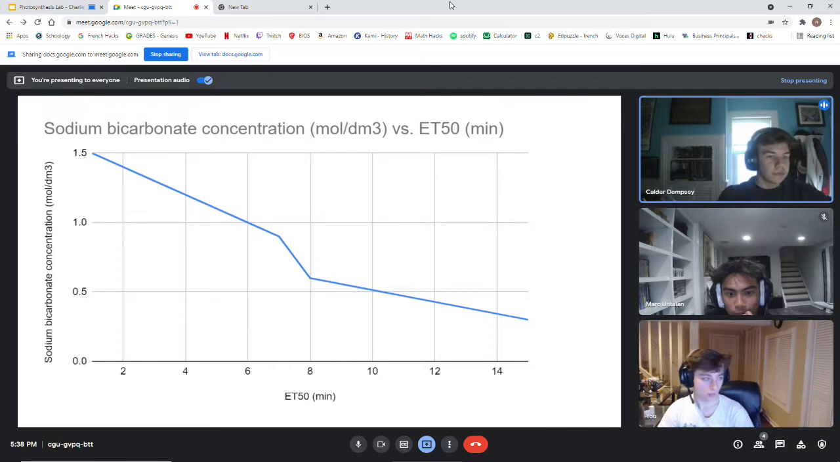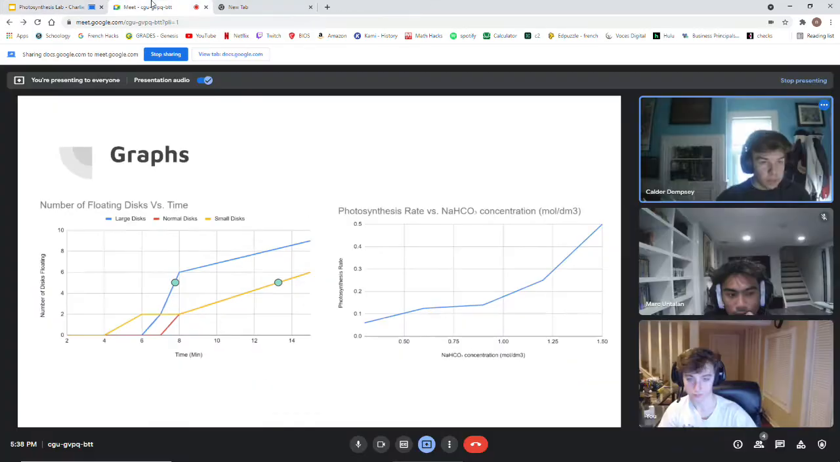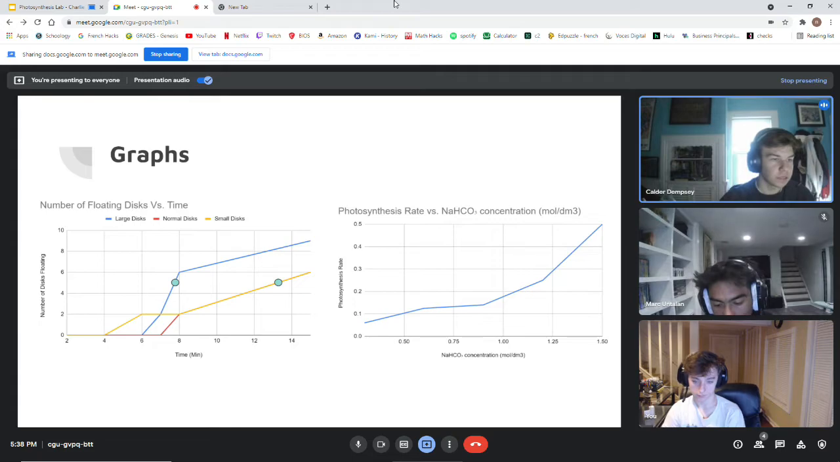So this is the ET50 graph, but this is obviously not the completed graph because we haven't yet calculated our photosynthesis rate. So next slide. The photosynthesis rate graph to the right is our final graph. And then on the left side, we have the number of floating disks versus time, which is that original table that we showed you earlier. And that has 2 little cyan dots that represent the ET50s of both the large disks and the normal and small disks.